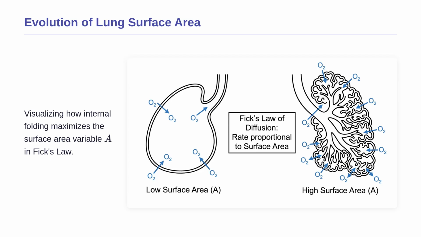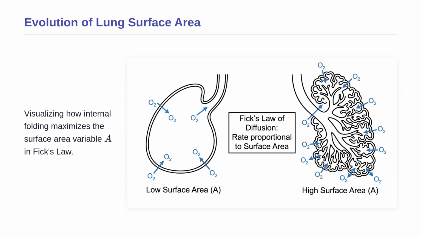To truly grasp why the reptile's diffusion rate is so much higher, let us look at this visually. On the left, you see a simple internal lung cavity with low surface area, similar to early terrestrial animals. The blue arrows represent oxygen slowly diffusing across the smooth walls. Now, look at the right side. This represents a highly evolved lung. Notice how the internal tissue branches and folds into millions of tiny sacs called alveoli.